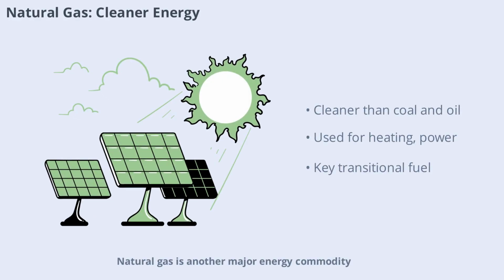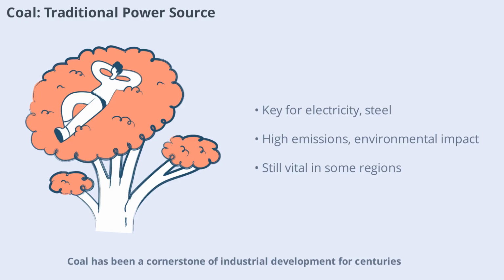Natural gas is another major energy commodity, valued for its cleaner burning properties compared to coal and oil. It's used for heating, electricity generation, and as an industrial feedstock. Natural gas is often transported via pipelines or as liquefied natural gas (LNG) for overseas shipping. The United States, Russia, and Qatar are leading producers. As countries seek to reduce carbon emissions, natural gas is seen as a transitional fuel, bridging the gap between fossil fuels and renewables. Coal has been a cornerstone of industrial development for centuries.